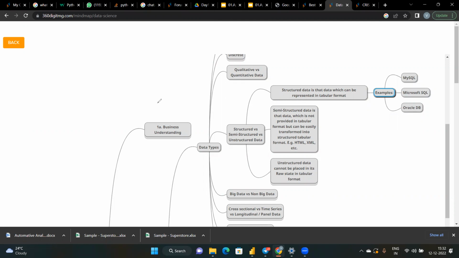You can see the examples are HTML, XML, binary executables, and zipped files, guys. You know zipped files, right? When we want to extract something from a zipped file, we just extract that file. So that can be converted into a structured format, right?